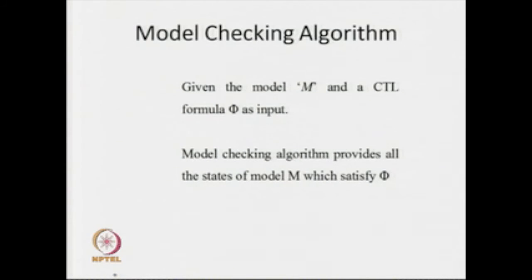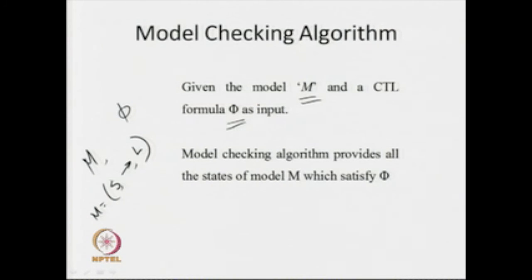The model checking algorithm may be viewed in another way also. It says that we are giving a model M and a CTL formula phi. Model M, again, has a set of states, a transition relation and a labeling function. Now, we can view the model checking algorithm like this: it provides all the states of model M which satisfy phi.